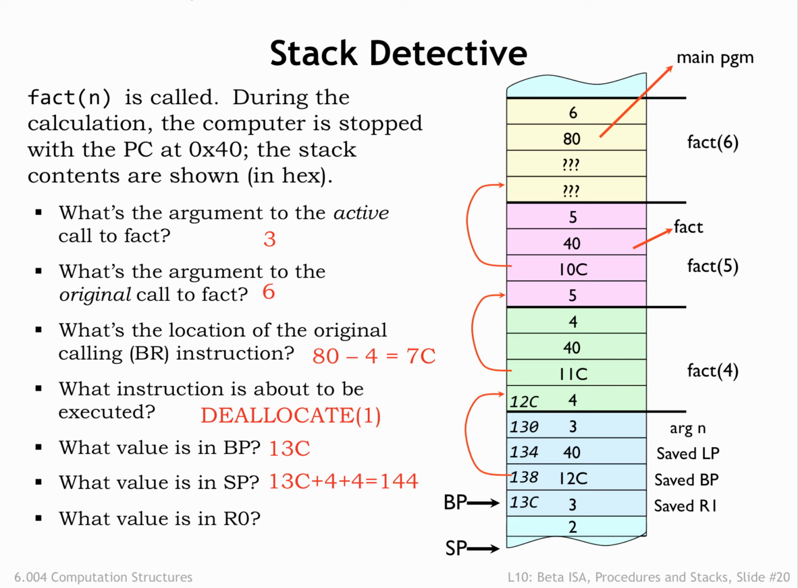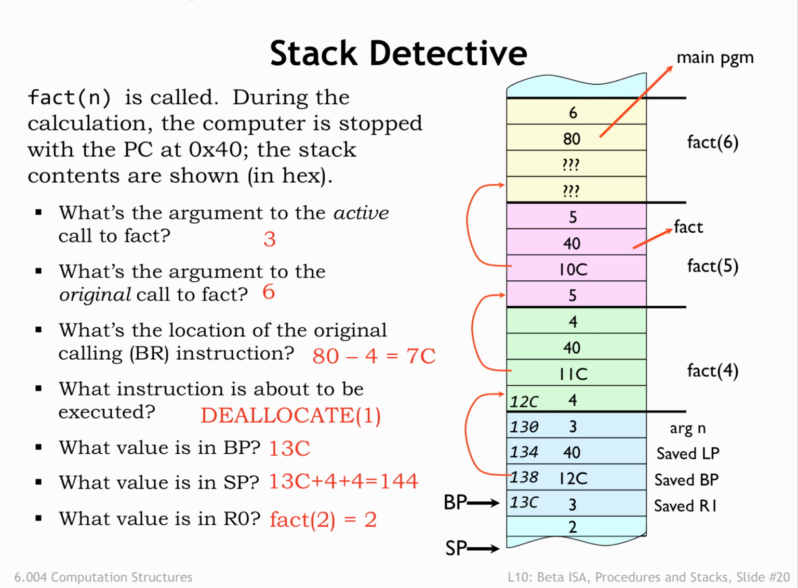Finally, what value is in R0? Since we've just returned from a call to fact of 2, the value in R0 must be the result from that recursive call, which is 2. Wow! You can learn a lot from the stacked activation records and a little deduction. Since the state of the computation is represented by the values of the PC, the registers, and main memory, once we're given that information, we can tell exactly what the program has been up to.